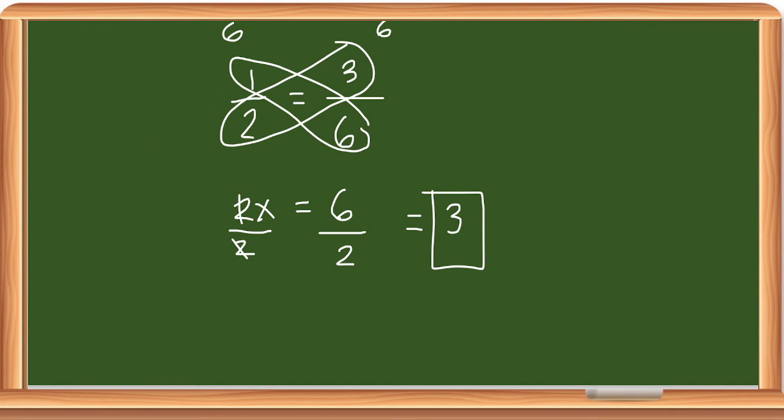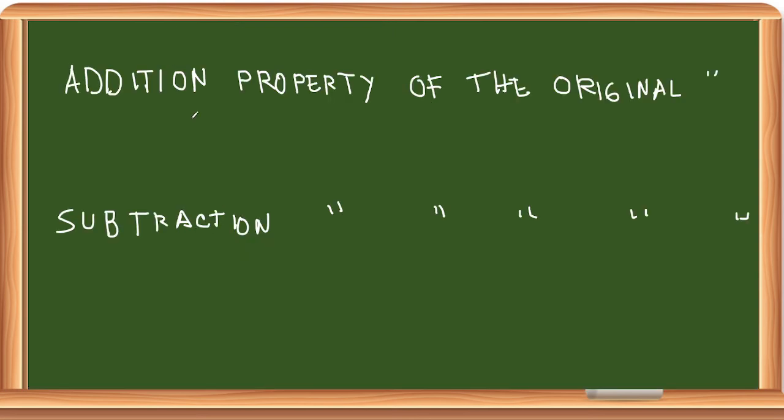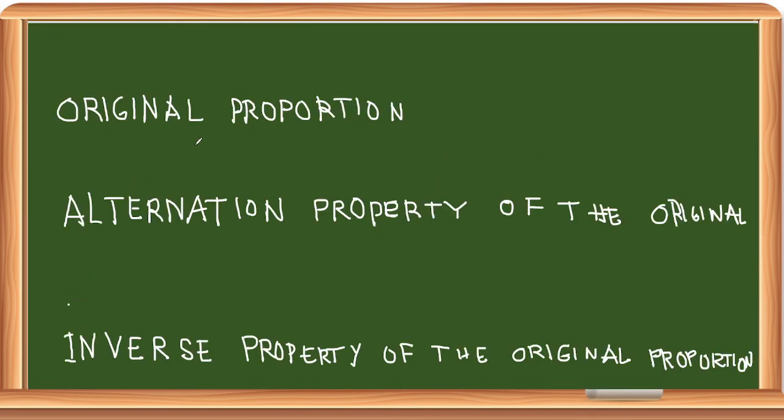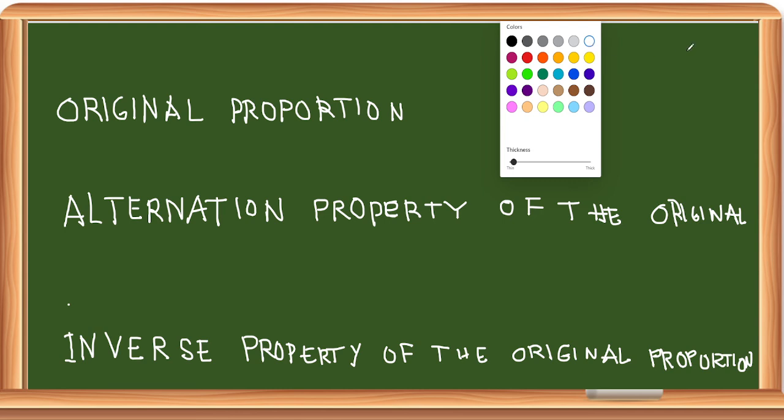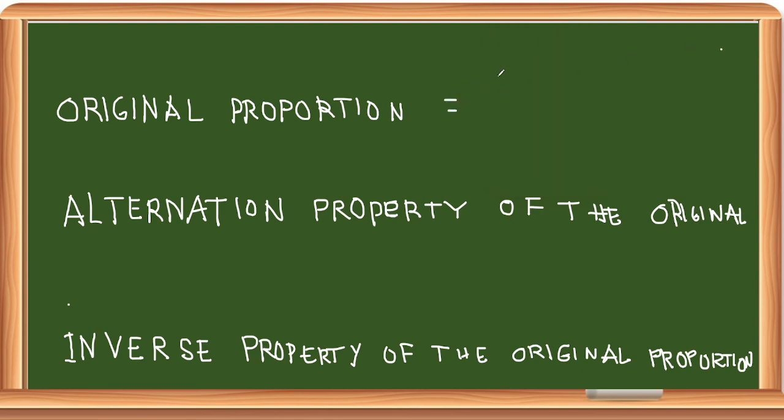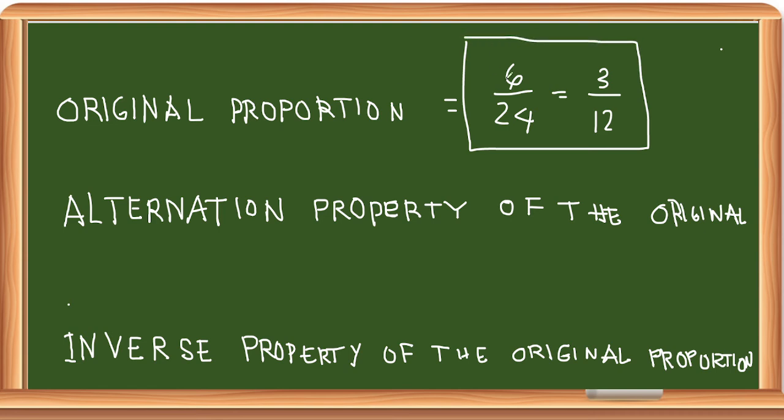Now, isa-isahin natin yung mga properties ng proportion. Ito yung sinulat ko na, para hindi ako matagal magsulat. We have the original proportion, of course. Let's have the example that we have a while ago. The original proportion is 6 over 24 is equal to 3 over 12. Okay? Ito yung original proportion. Dito tayo magbe-base.